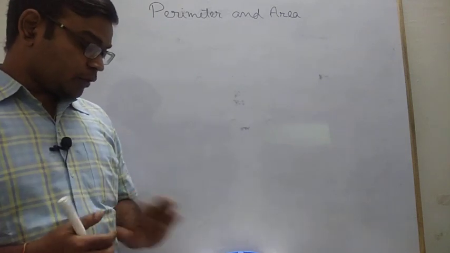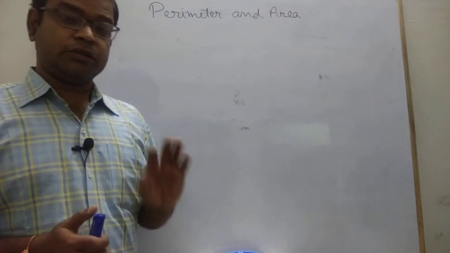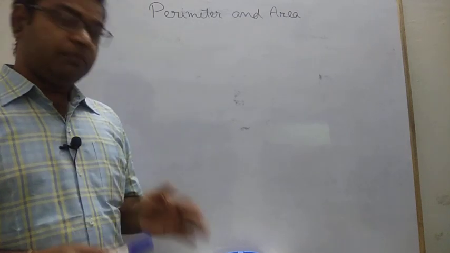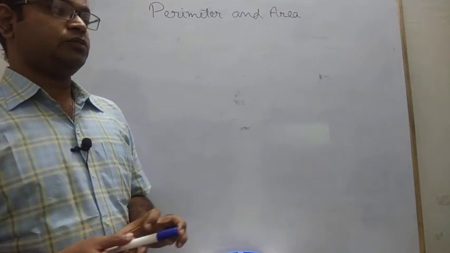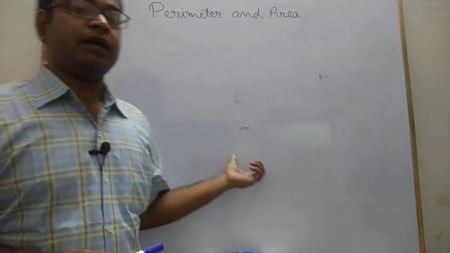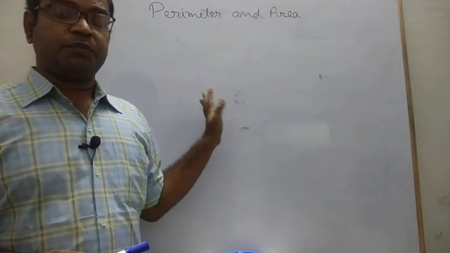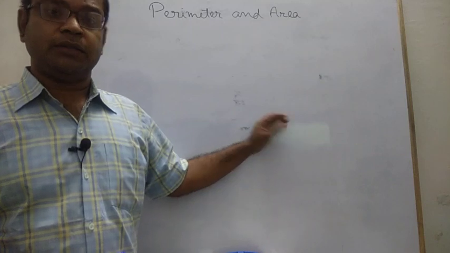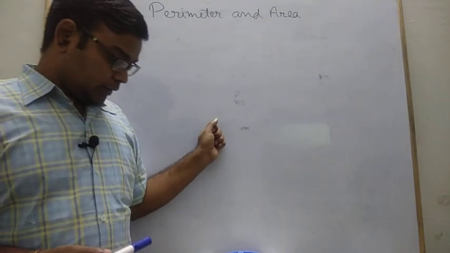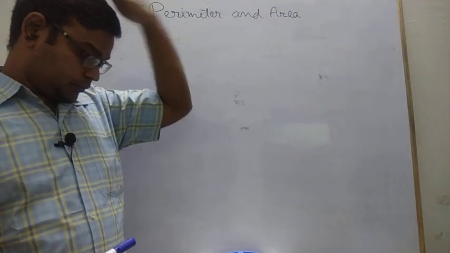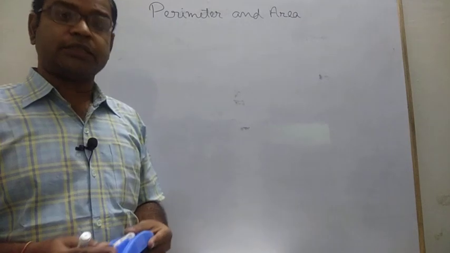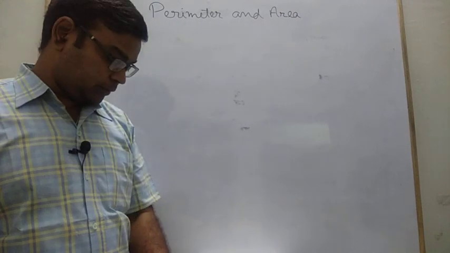Okay, so hope the concept of perimeter is clear. Perimeter and area means what? The surface occupied by the given closed figure is the area. And perimeter is the sum of all the sides of a boundary.